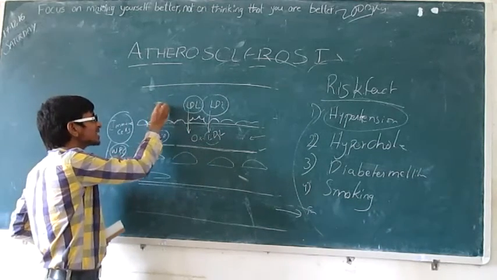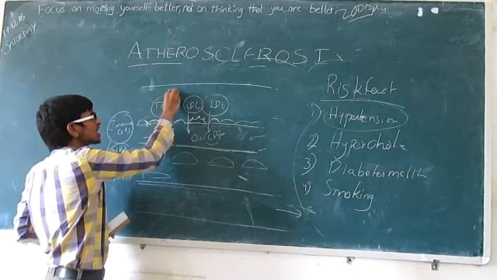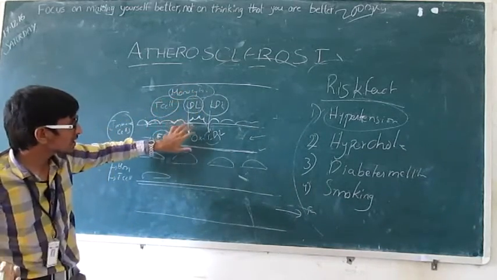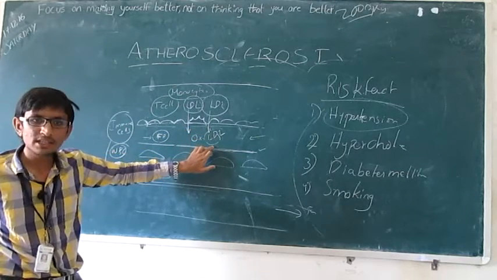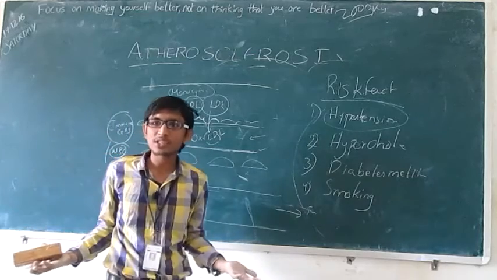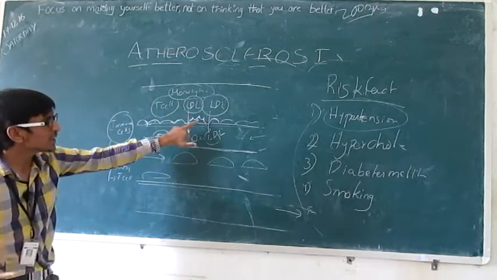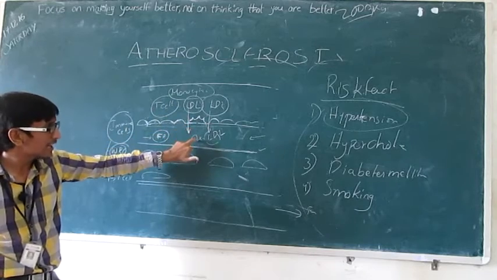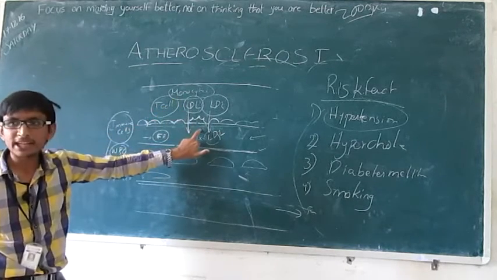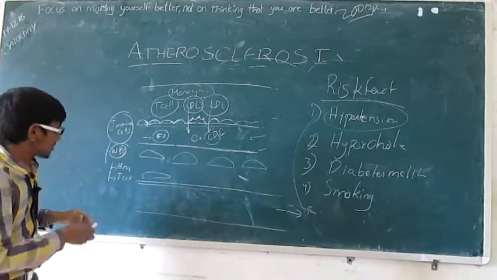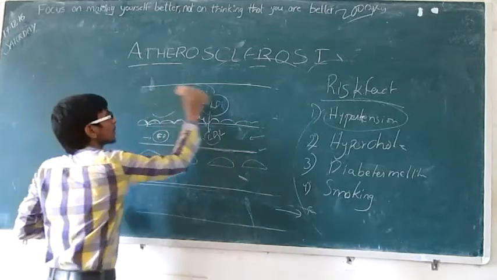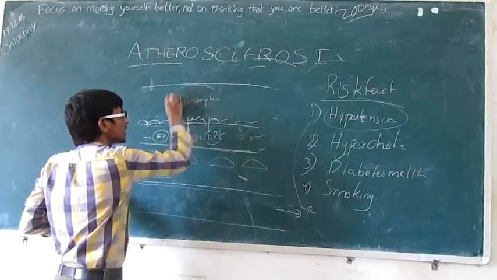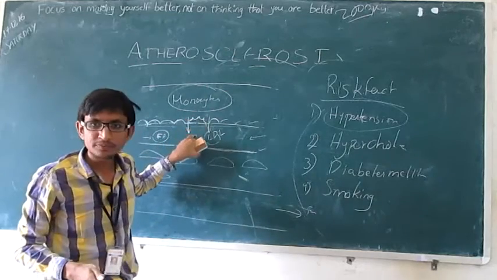So what your immune cells think is that these immune cells, which are flowing in the blood, think that there is some bacteria present in the subendothelial space. They don't know that it is LDL. Whenever your endothelial cells get damaged and allow LDL in, your monocytes think that there is some bacteria present in your subendothelial space. So, due to this assumption by your monocytes, so as to kill this bacteria, they have to enter into the subendothelial space.